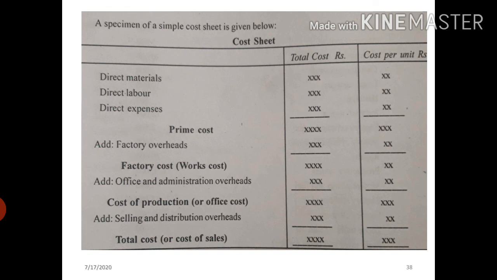Next step, we have to add selling and distribution overheads along with the cost of production. Then we will get total cost or cost of sales. How will you calculate cost per unit? Total cost divided by number of quantity produced. So you will get cost per unit.